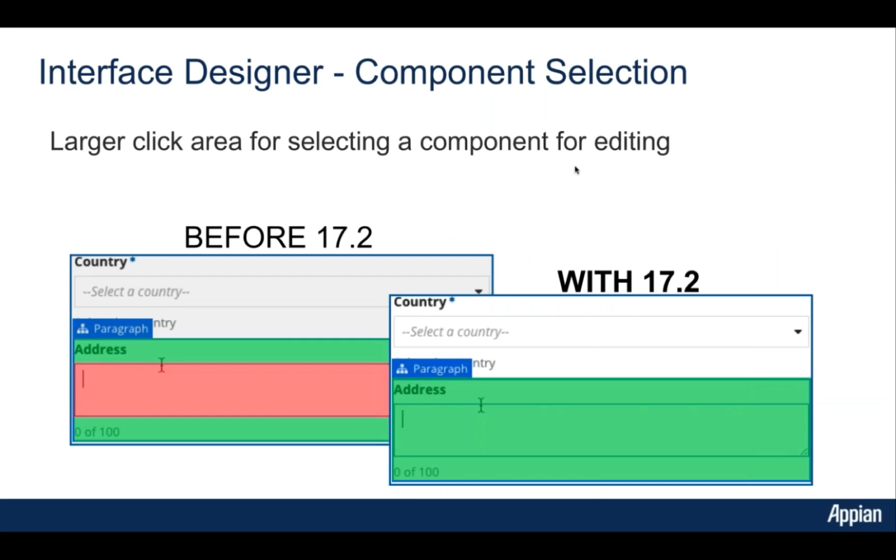Inside Interface Designer, we've also extended the ability to click on individual items. Before Appian 17.2, the input area was not clickable to select it inside the design view pane. Now the full component, so the input area as well as the overall header and instruction footer area, are clickable to more easily navigate to the object inside the design view pane.